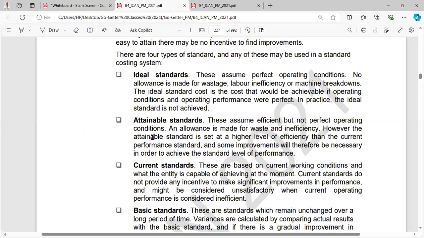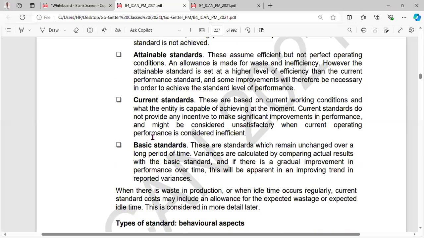Now, current standards are based on current working conditions and what the entity is capable of achieving at the moment. Even though you have given an attainable standard, you may not achieve it. Of course, attainable standards are supposed to be achievable, but you may not be able to achieve it. And so, what is the current standard that you are using now? That is the current standard.